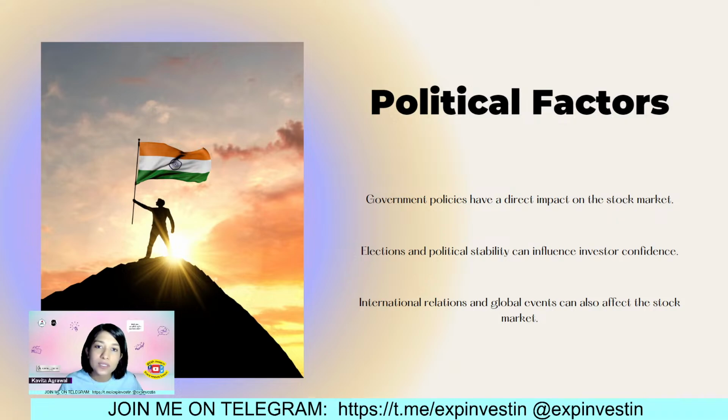So this is the reason why it is very important for a stock market participant, whether you are an active trader or a passive trader, to keep an eye out for major changes in Indian political scenarios, as well as the policies which are being brought about by government.